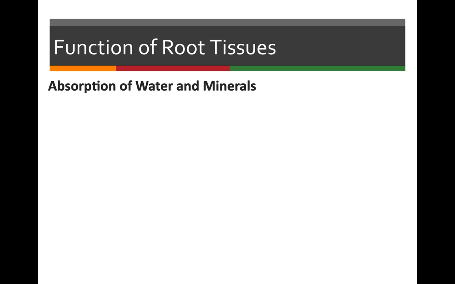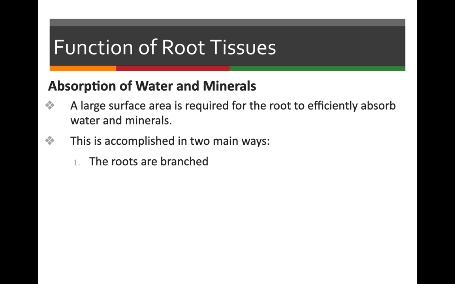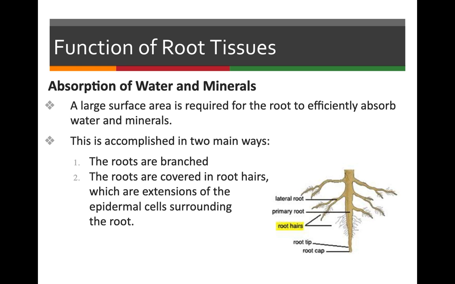So how are the water and minerals absorbed by the roots? The first thing is that a large surface area is needed in order for the absorption to be efficient. This is accomplished in 2 main ways for roots. The roots are branched, right? You might have noticed if you pull up roots, they're kind of going all over the place. And the roots are covered in root hairs, which are extensions of the epidermal cells surrounding the root. Those 2 things create a large surface area for absorption of water and minerals.